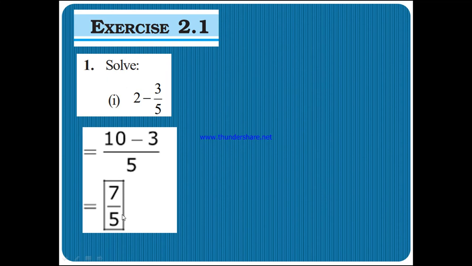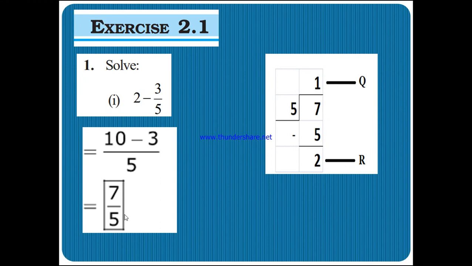Now we received the answer as 7 by 5. It's an improper fraction, is it or not? So when you get the answer as an improper fraction, let's convert this into mixed form. When you see the improper fraction, you can convert it into a mixed one.